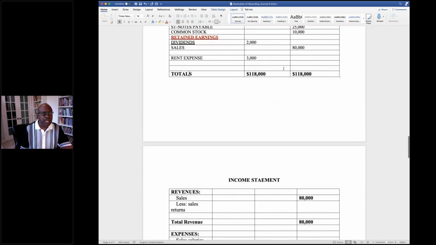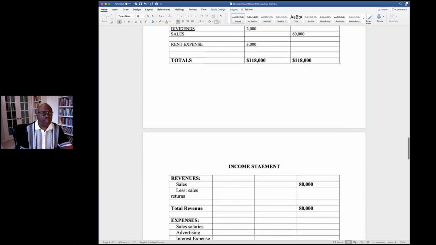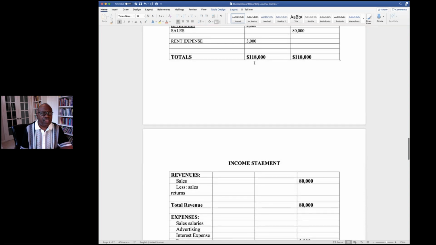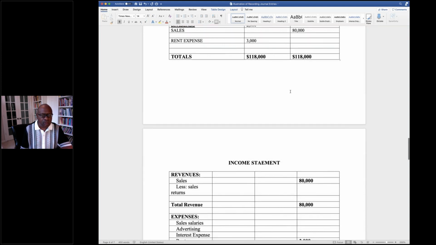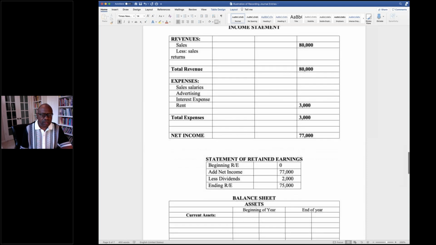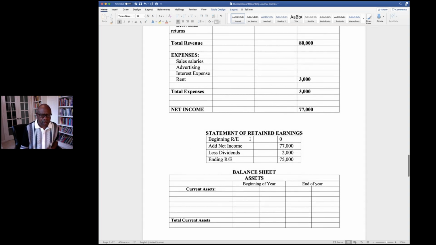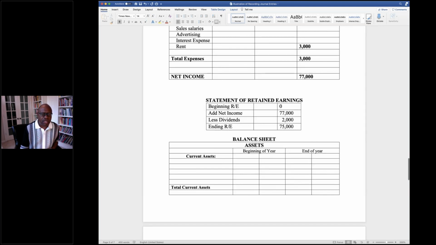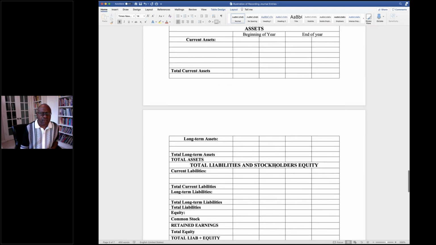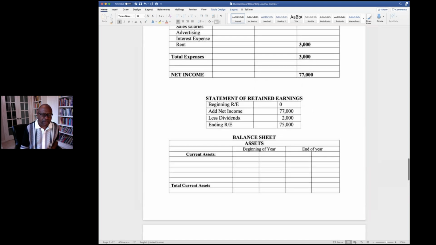Do the income statement utilizing these accounts below. Then we do the statement of retained earnings: beginning retained earnings, we add the net income, less the dividends, to get us to ending retained earnings. So now we want to look at our third statement, in terms of where we stand now in terms of the accounting equation, assets equal liabilities plus stockholders' equity.